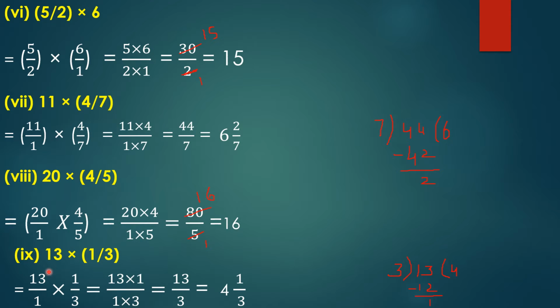The next question is 13 into 1 by 3, which is equal to 13 by 1 into 1 by 3, equal to 13 into 1 divided by 1 into 3, which is nothing but 13 divided by 3. And this can be converted into a mixed fraction, then it will become 4 1 by 3.